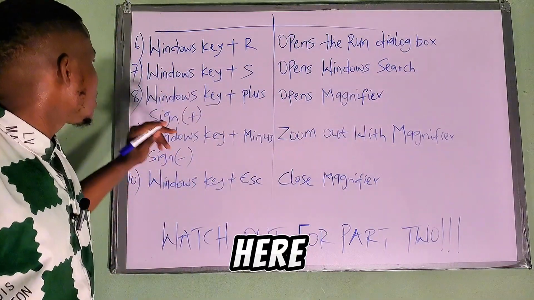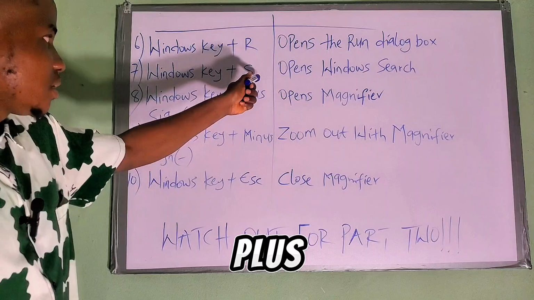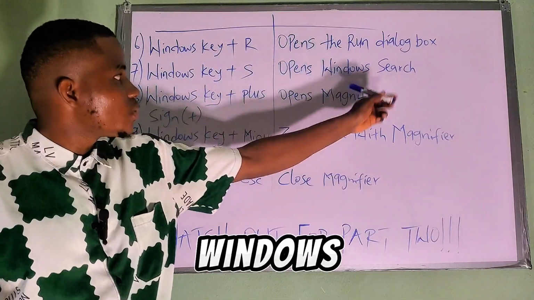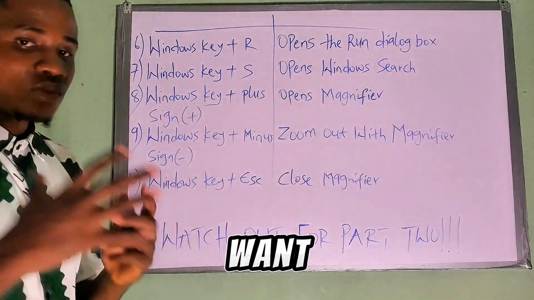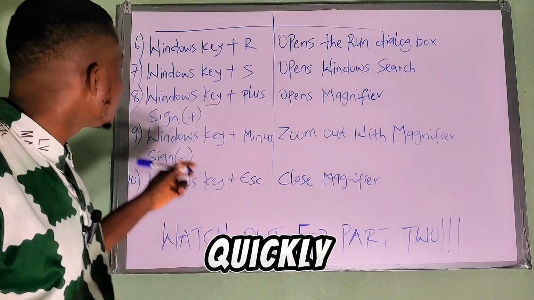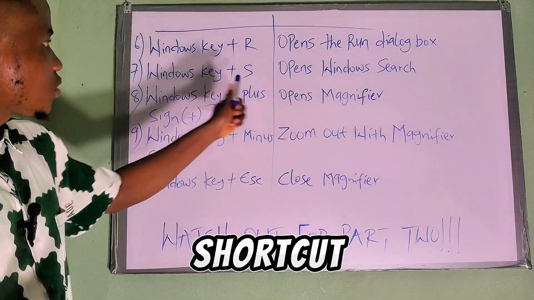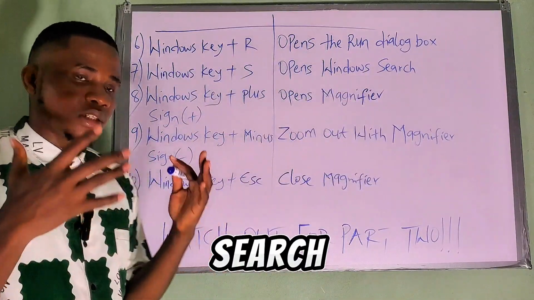The seventh one here is Windows key plus S. This one opens Windows search. If you want to search something, quickly press this shortcut. It will open the search box for you.